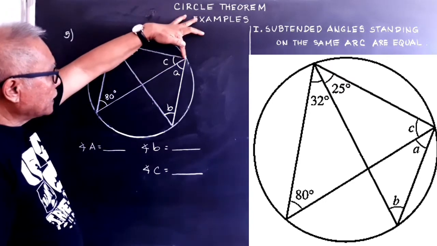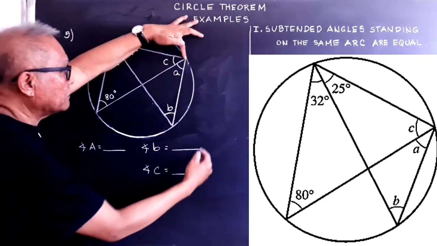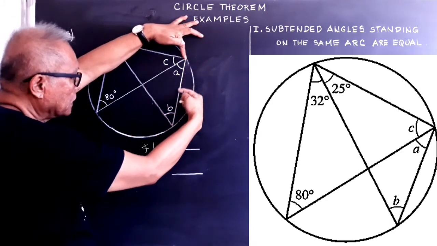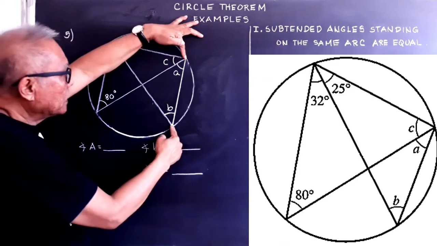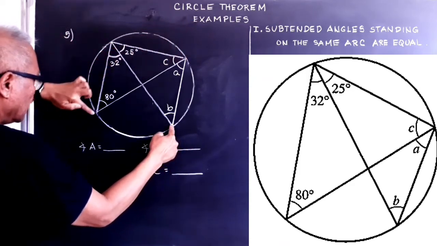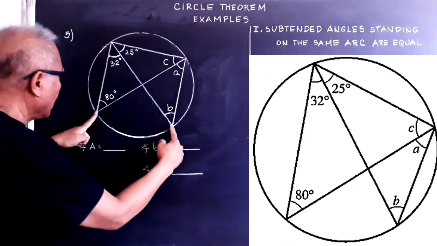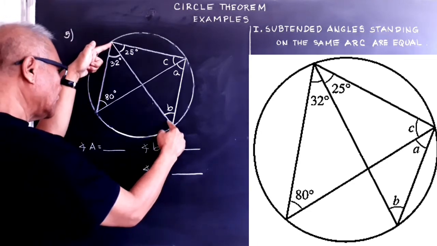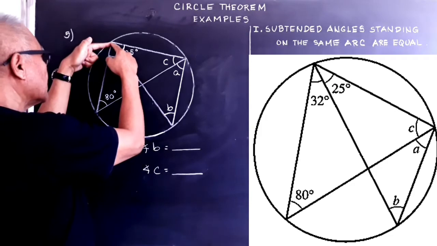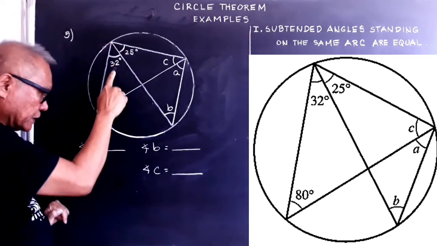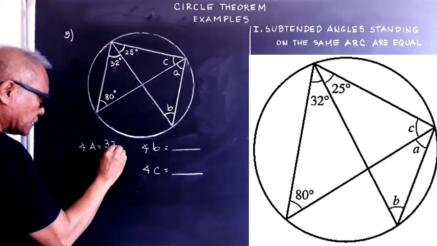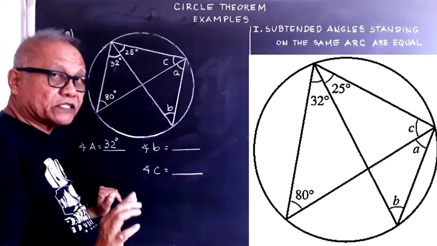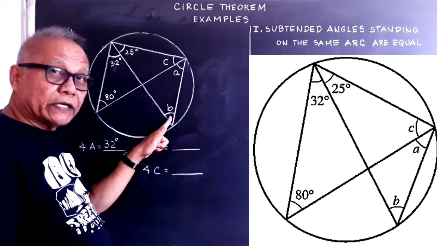So I'm going to place my finger here and my right finger here also. So trace it here and here and here, and the other finger will trace this. So for A it's 32 degrees. There's no computation there. Just tracing. Okay, angle B.